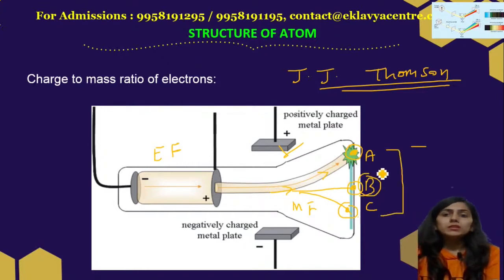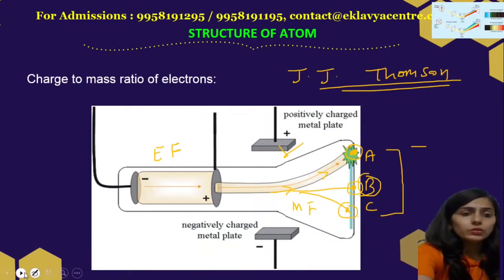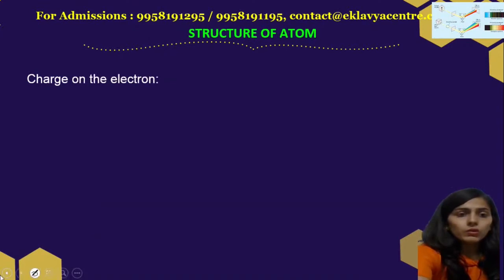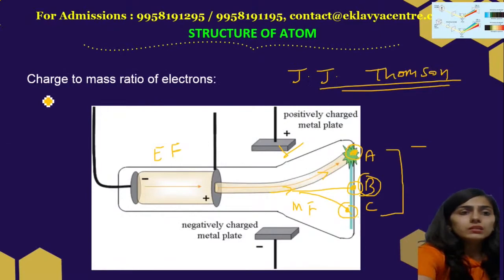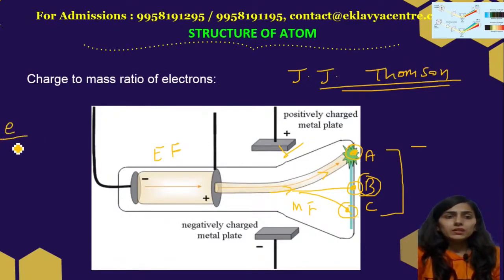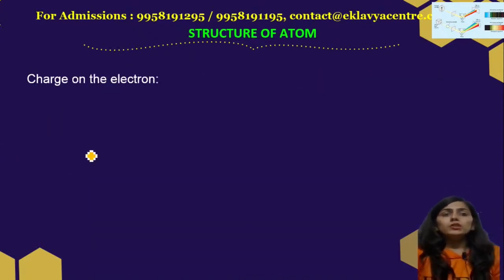Now, on the basis of his experiment and calculations, he tried to find out the value of e/m, that is the charge to mass value, and it came out to be around 1.75 into 10 to the power 11 coulomb per kg. Clear, beta?